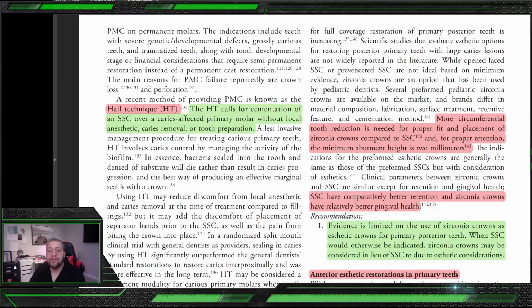The indications for a preformed esthetic crown, which is zirconia, are generally the same as those for the prefabricated SSC crown, but with a consideration of aesthetics. Clinical parameters between zirconia crowns and SSC crowns are similar, except for retention and gingival health. The SSC crown has comparatively better retention, and zirconia crowns have relatively better gingival health. Please pay attention to this information.